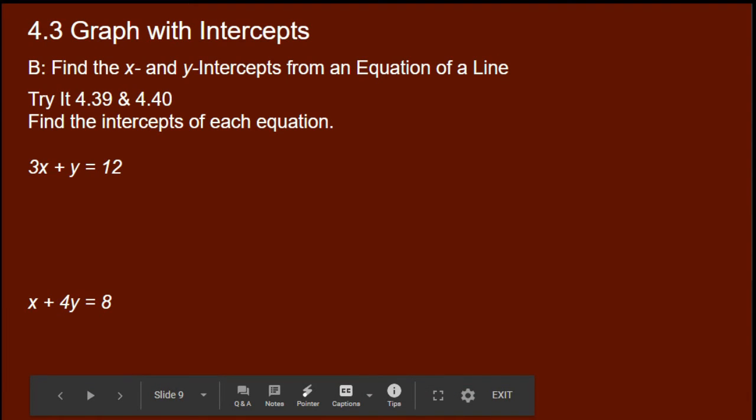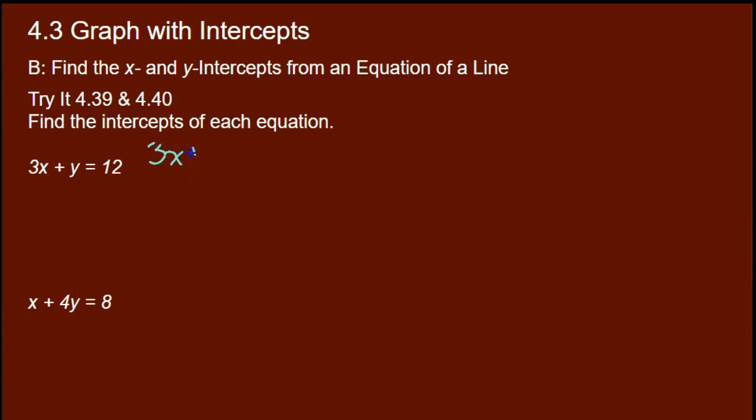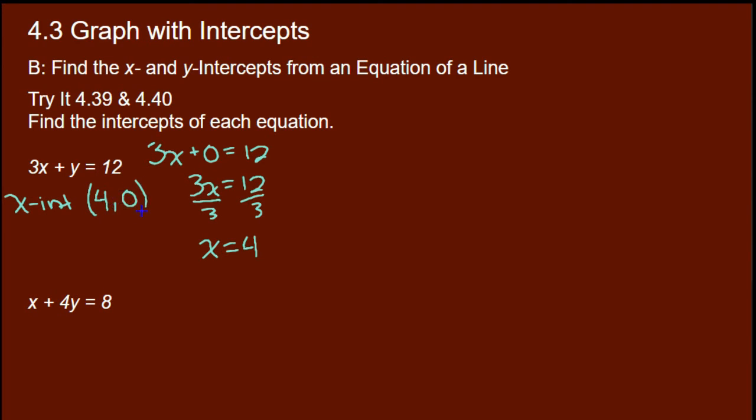So I'm going to find the x-intercept on the top one. I'm going to say that y is equal to 0. So 3x plus 0 equals 12. So 3x equals 12. Divide both sides by 3. X is equal to 4. That means the x-intercept, I'll write it over here, x-intercept is at (4, 0).